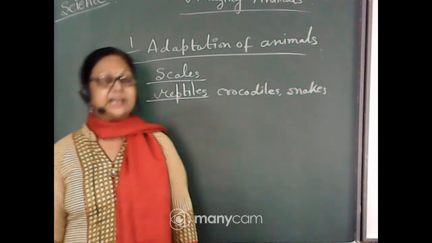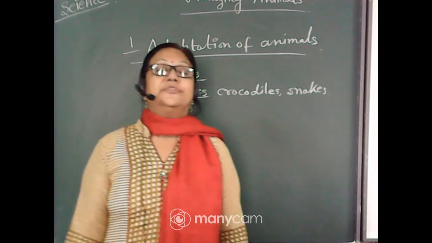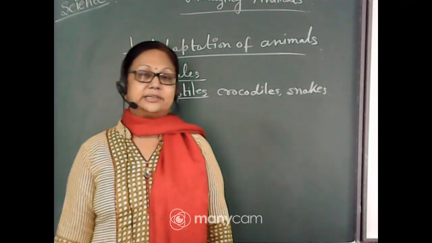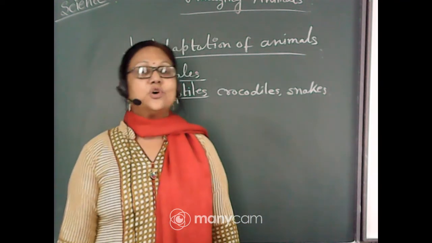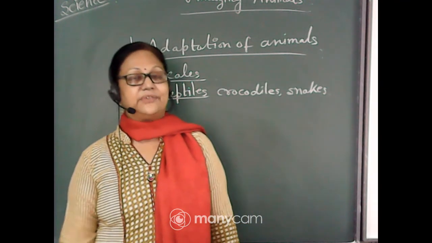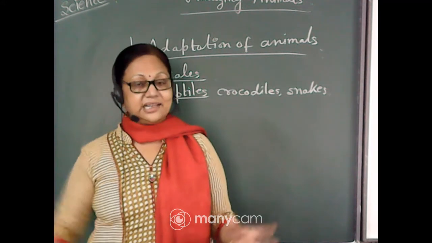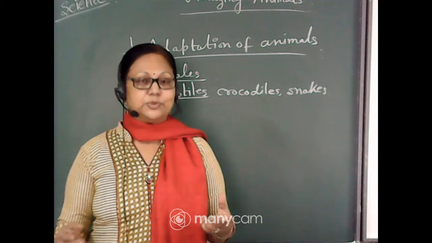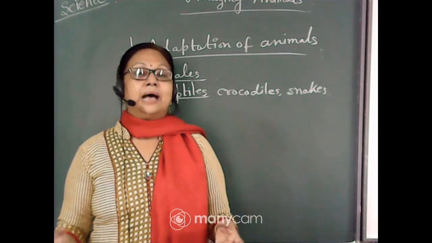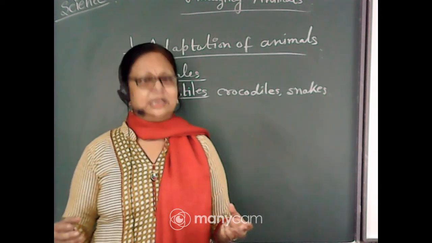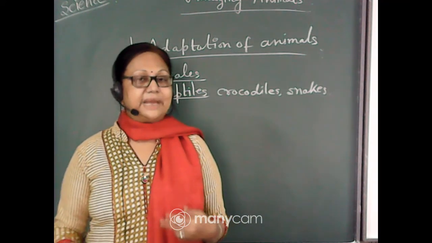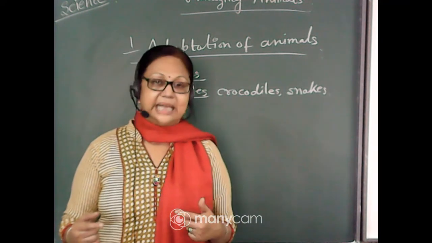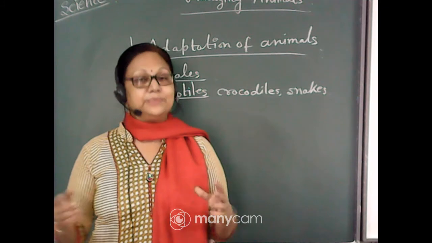Okay, next one is the feather. We know feathers are a specific characteristic of birds, isn't it? Birds are very light in weight, their bones are hollow in nature, they do not possess any bone marrow, and they are very light. So how do the feathers help them? Feathers help them take flight, and feathers help them keep their body warm.